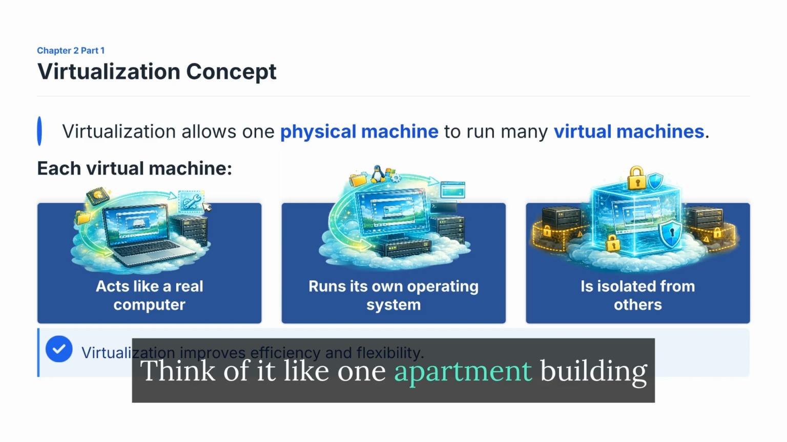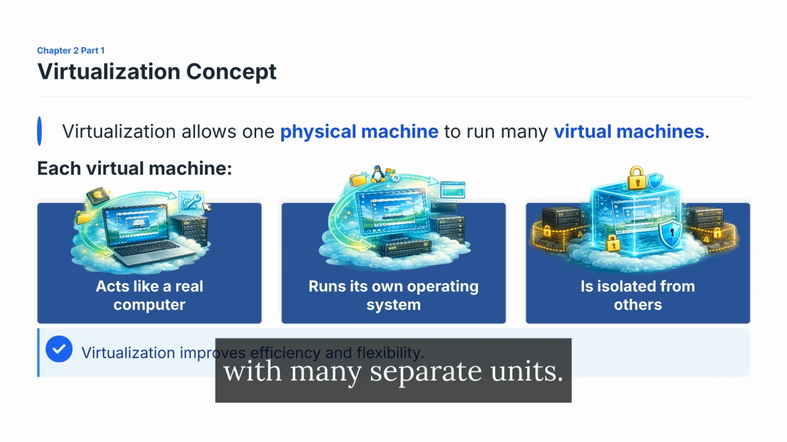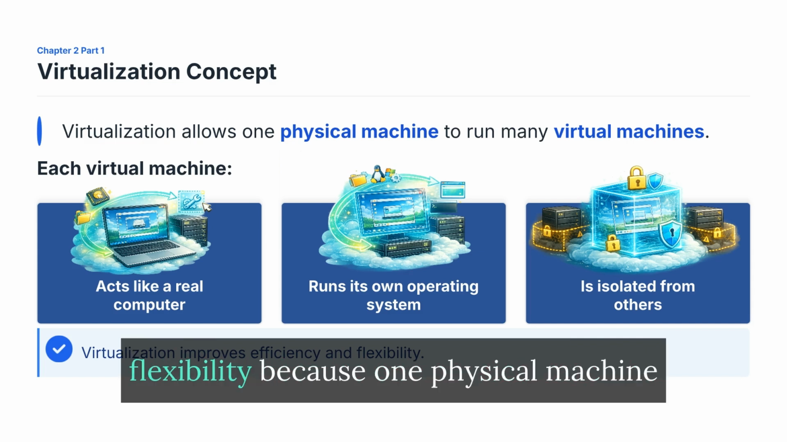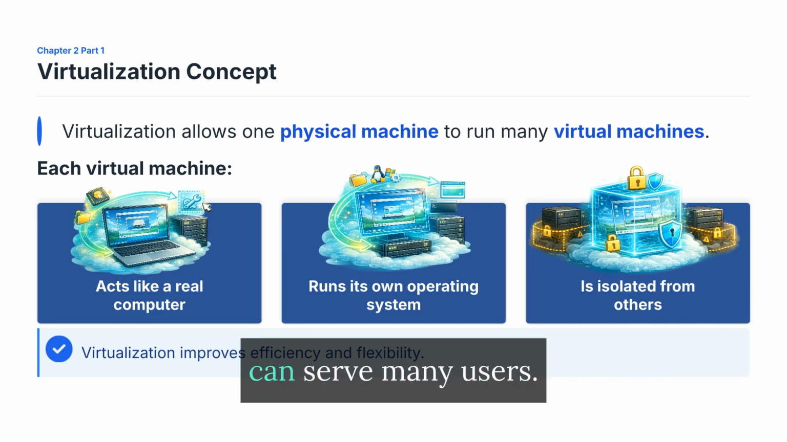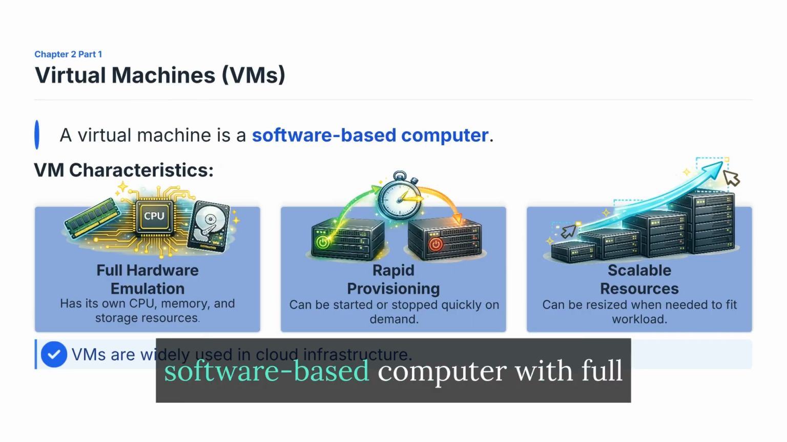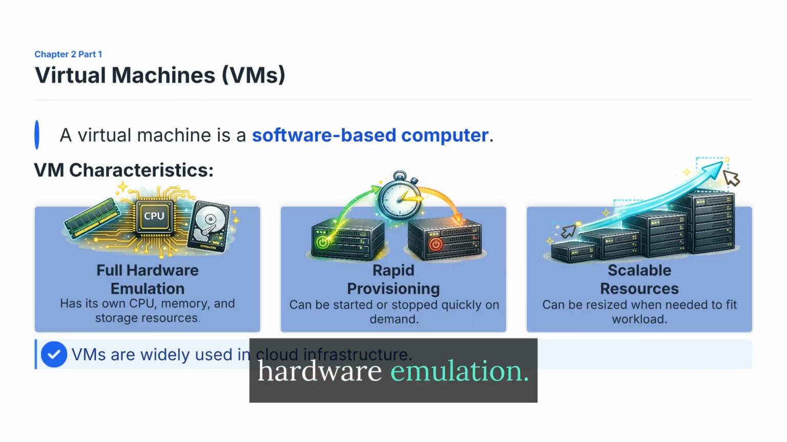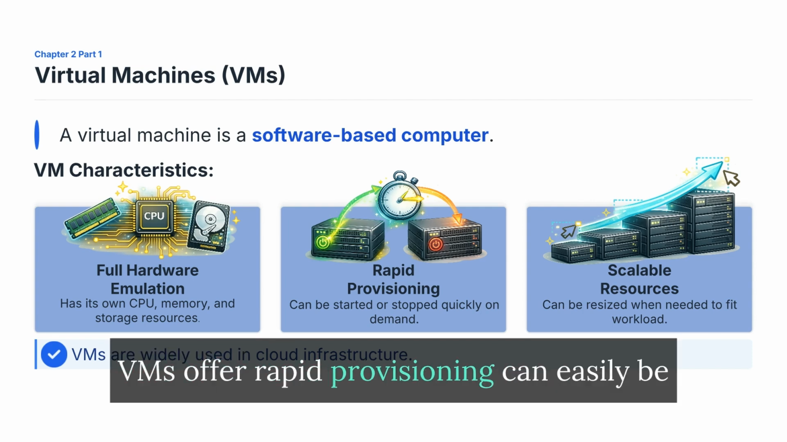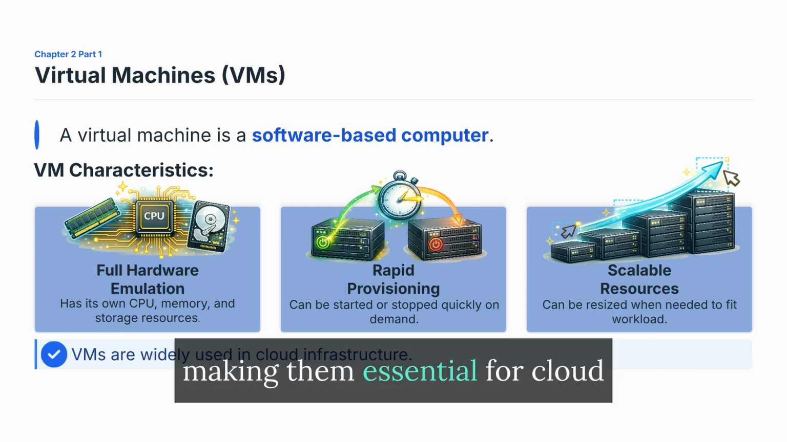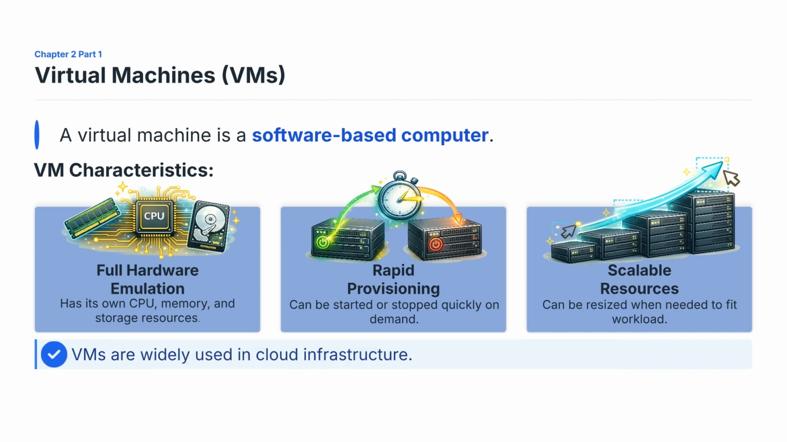Think of it like one apartment building with many separate units. Each unit works independently. Virtualization improves efficiency and flexibility because one physical machine can serve many users. A virtual machine, or VM, is a software-based computer with full hardware emulation. VMs offer rapid provisioning, can easily be turned on or off, and scalable resources, making them essential for cloud infrastructure.